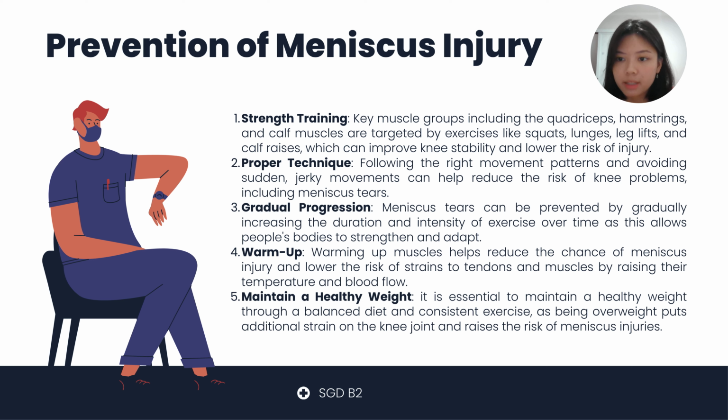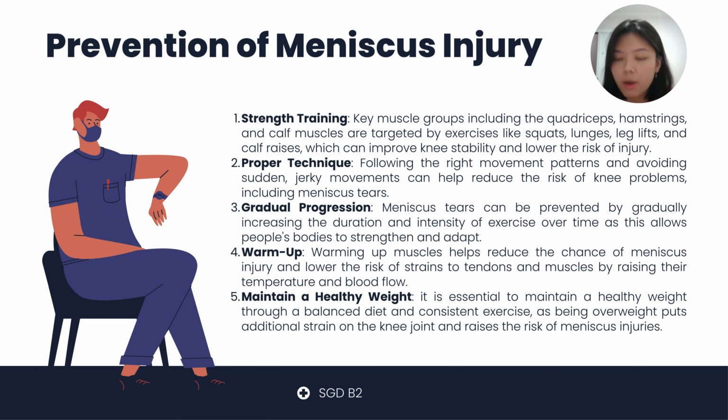The second one is proper technique. Following the right movement patterns and avoiding sudden jerky movements can help reduce the risk of knee problems, including meniscus tears. The third one is gradual progression. Meniscus tears can be prevented by gradually increasing the duration and intensity of exercise over time, as this allows people's bodies to strengthen and adapt.